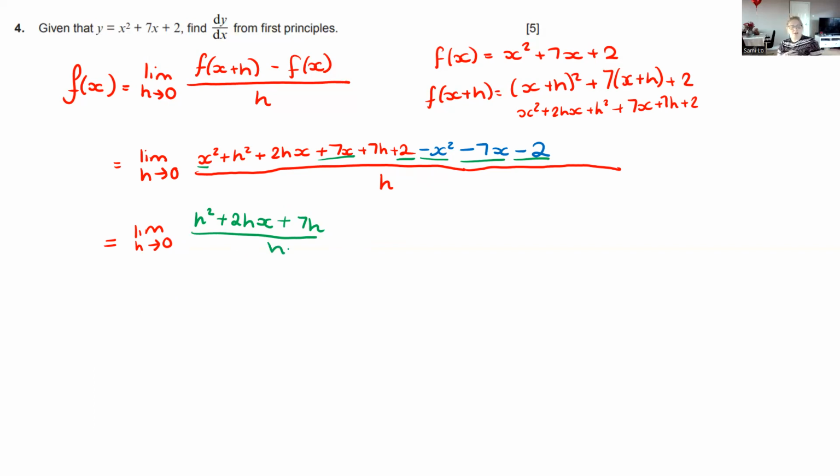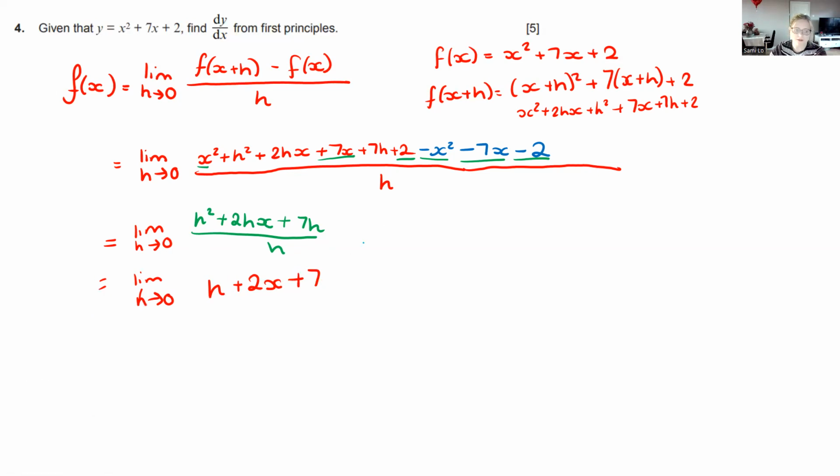Okay, so when you're at this stage now, it's important that we divide by h, because by dividing by h, we're just going to get rid of that bottom line. And as you can see, everything on top now can be divided by h. So again, the next line, lim h equals 0. Oh, my h has gone there. And this time, h squared divided by h is just going to give me h plus 2x plus 7.